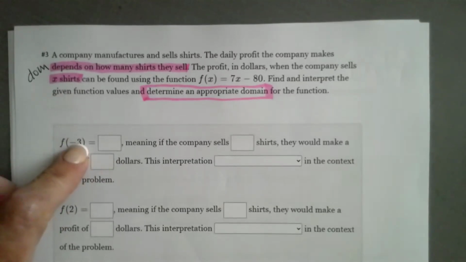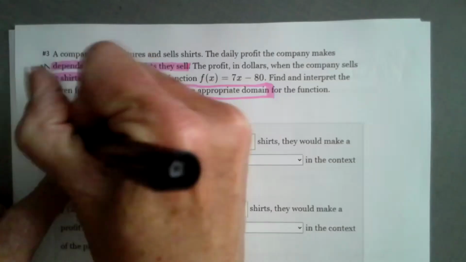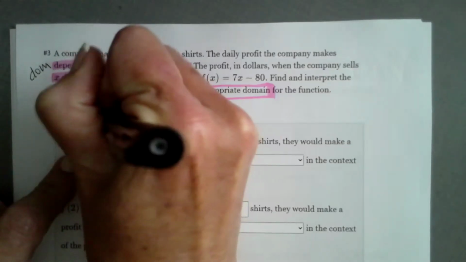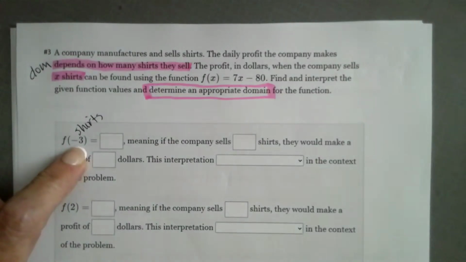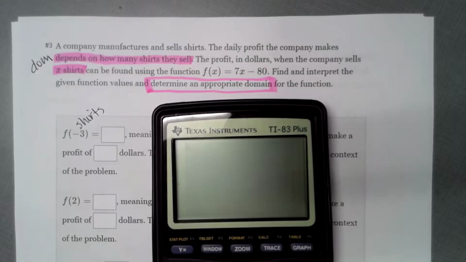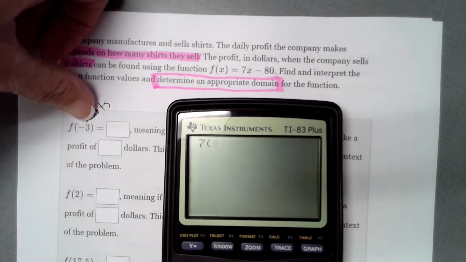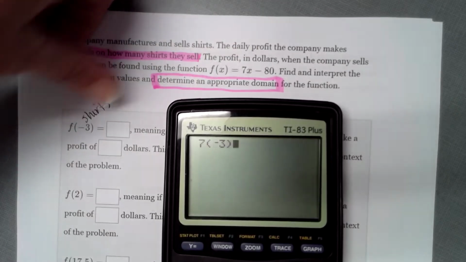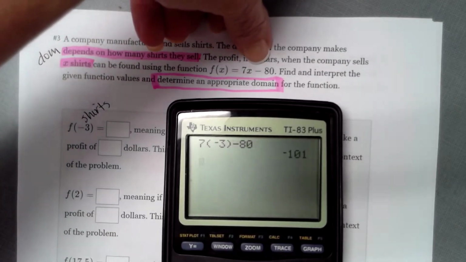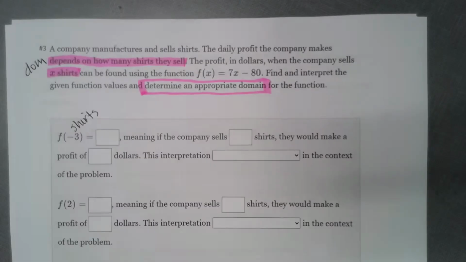So f of -3 means plug a -3 in for X. Notice what that means is -3 shirts were sold. Well, y'all, if you think about that, that already doesn't make sense, but we're going to go through the motions with Delta Math. Okay, so right here, we're going to do 7 parentheses, and we're going to plug in a -3, and then we've got -80. Okay, that gives me a value of -$101.